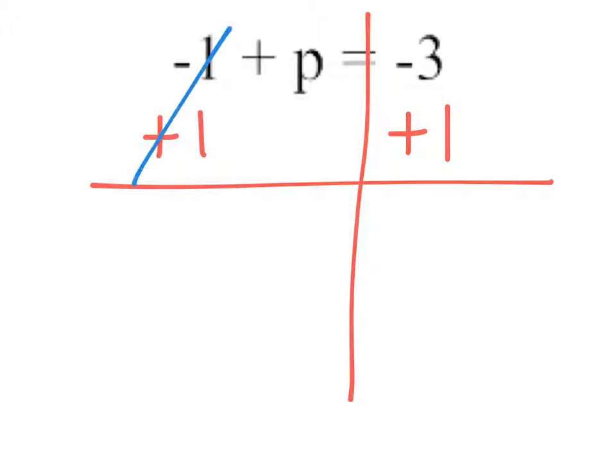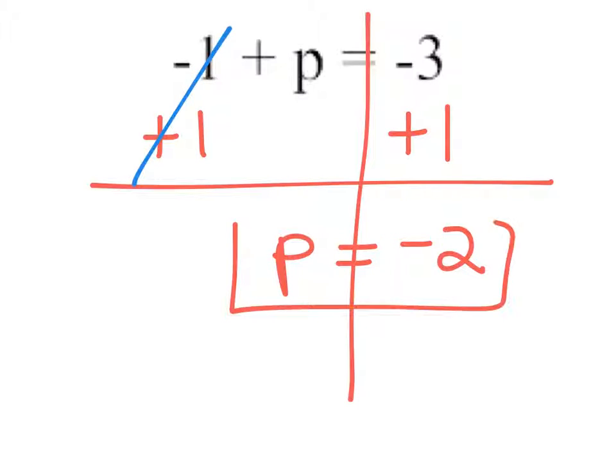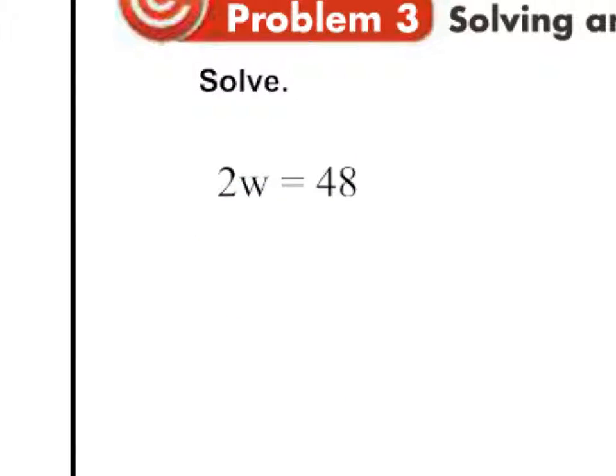I get 0. It dies, right? So cross it out if you want. So the only thing you should have left now is a positive p is equal to -3 plus 1, which would be -2. We talked about this last week.